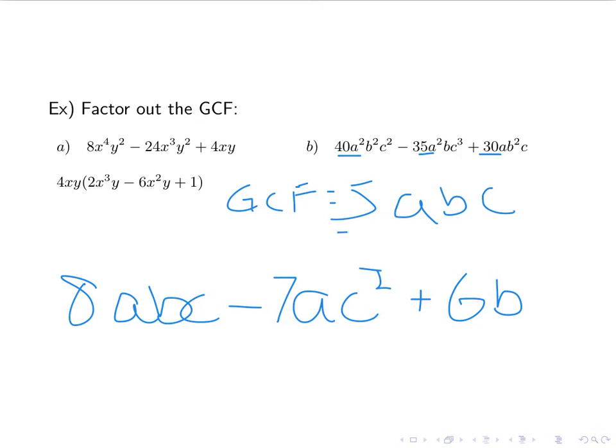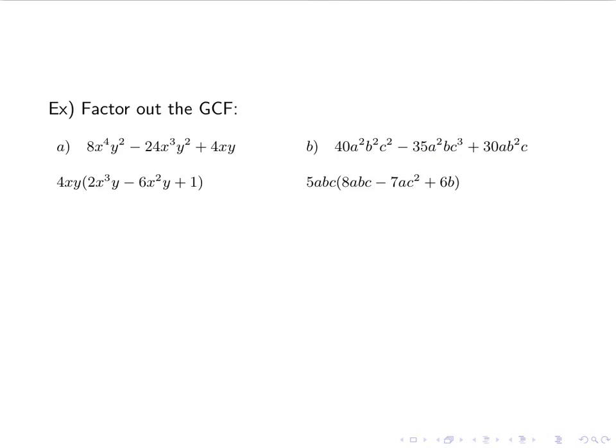So again, my answer will be the product of these two. So 5ABC times (8ABC minus 7AC squared plus 6B). And again, I can always check it by distributing. Okay, don't forget, you can always check it. So let's do a couple more.